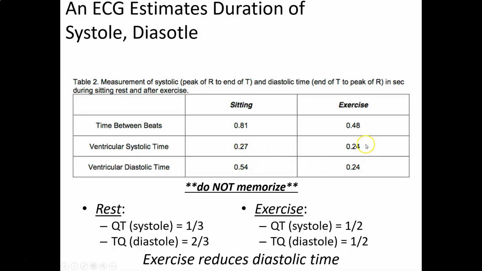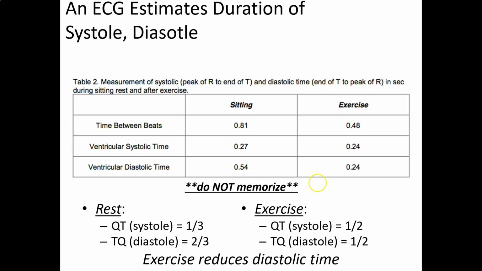And had we continued to exercise this person even more and more strenuously, then they probably would have gone to something like a heart rate of 180. Let me look at the math. So a heart rate of 180 means the time for a beat would be about 0.33 seconds. And so that means the systolic time would be probably like 0.22-ish, and the diastolic time would be 0.11.